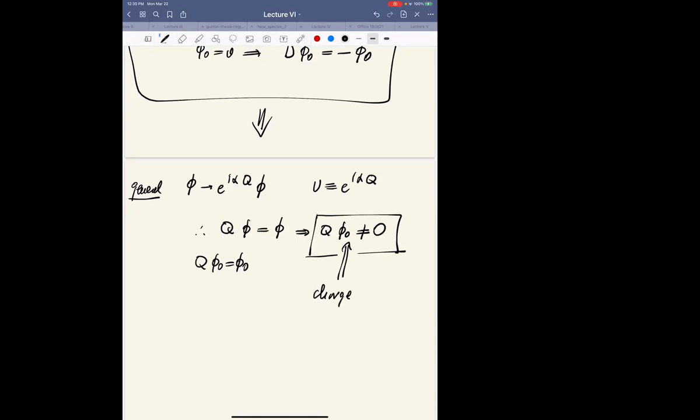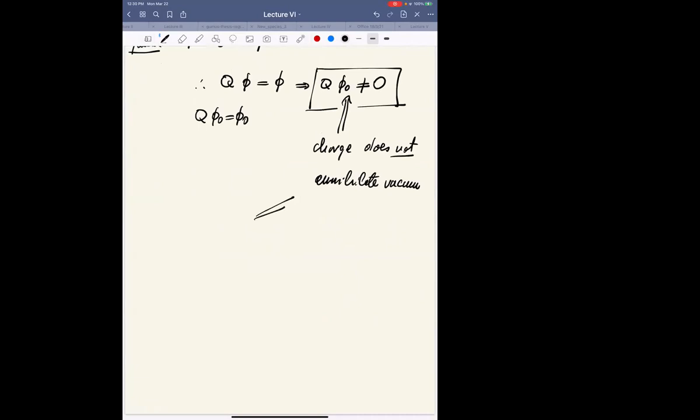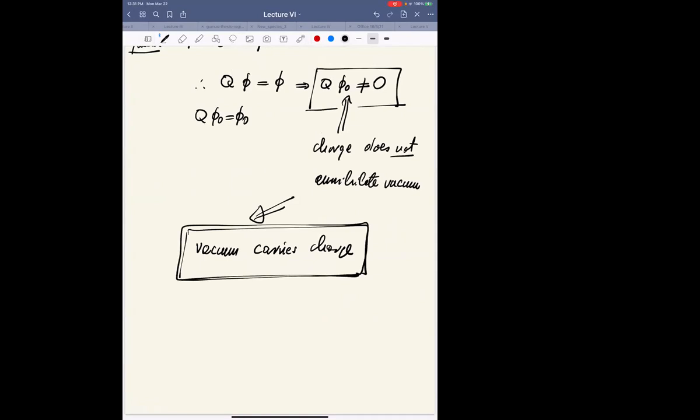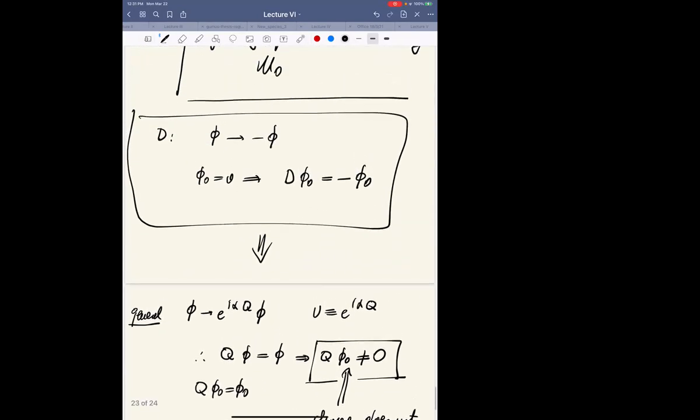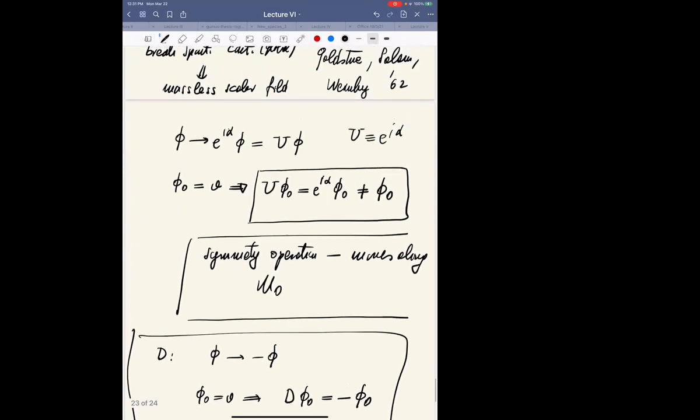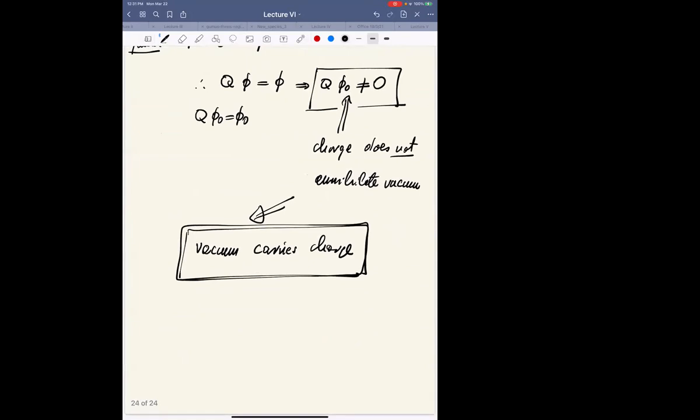Charge does not annihilate vacuum. In other words, vacuum is not a vacuum. Vacuum carries charge. This is very important. It's highly non-trivial, this vacuum. This is not electromagnetic charge. I just mean some charge, right? In nature, electromagnetic charge is not broken. We can imagine some other charge that you like to imagine, that is broken in nature. We'll talk about the examples in the standard model. Vacuum carries charge. Vacuum is not empty.